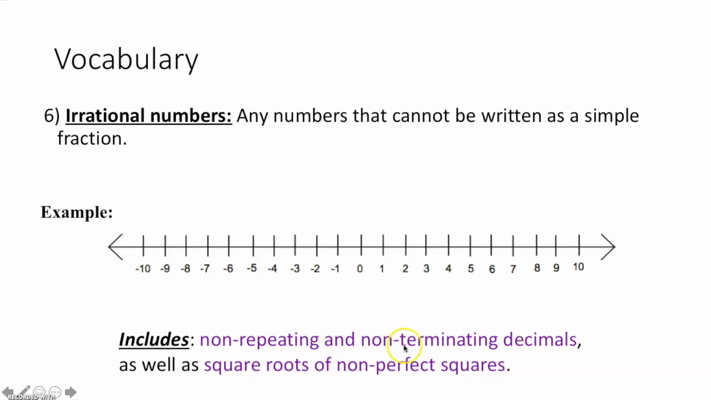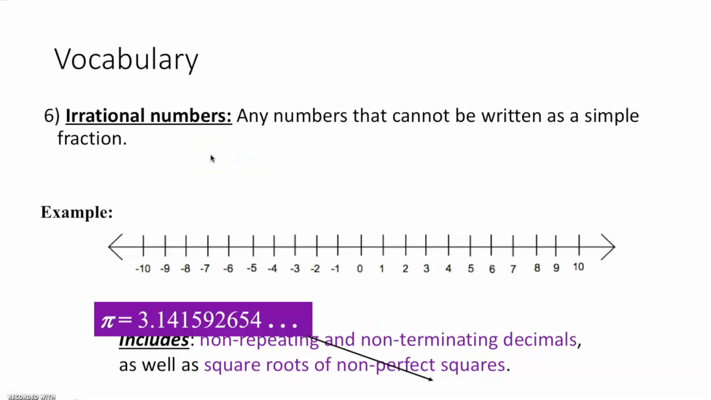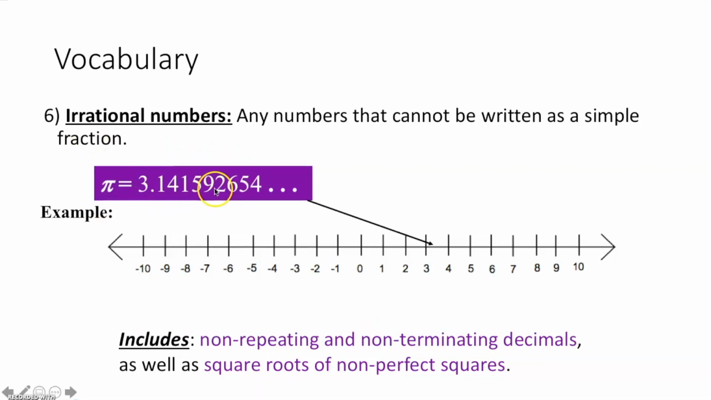A non-repeating and non-terminating decimal would be like 0.1738259. It continues on and doesn't repeat and doesn't stop. Another example of that would be the constant pi. If you've ever heard of pi, that's 3.14159265. That keeps going on forever and it doesn't repeat. Therefore, it's an irrational number.